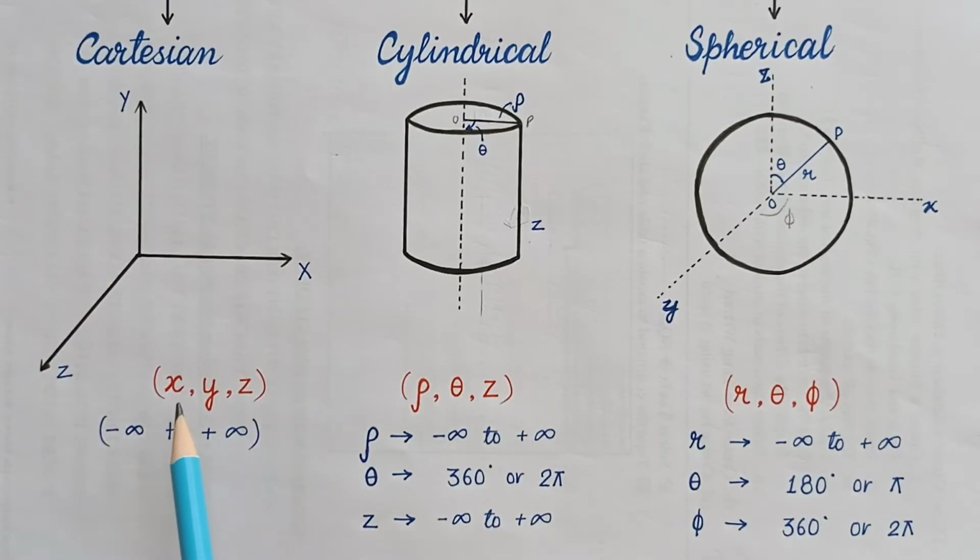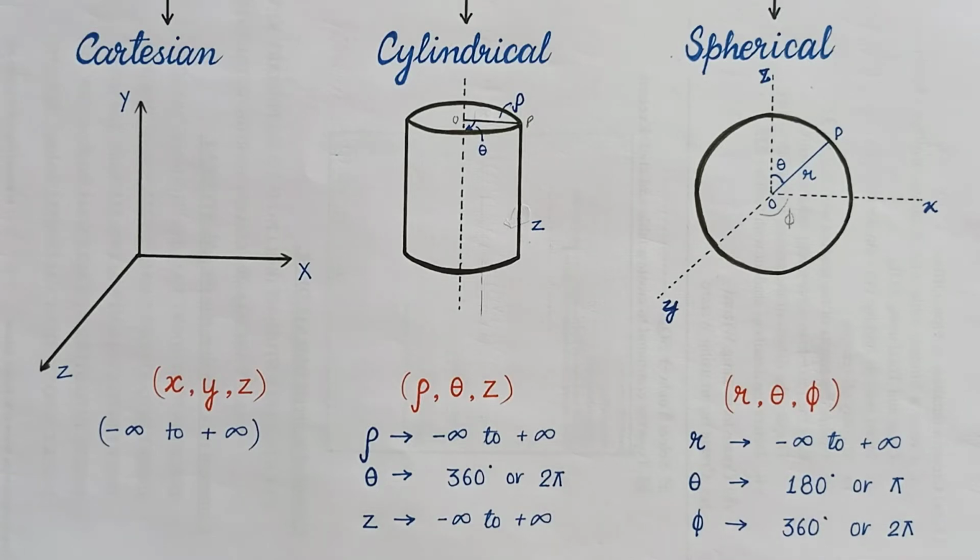Now talking about their range. So under Cartesian coordinates, we have range of the coordinates from minus infinity to plus infinity, and under cylindrical, range of rho is from minus infinity to plus infinity, and the angle theta, it can be till 360 degree, and z can be from minus infinity to plus infinity. And spherical coordinates, we have r from minus infinity to plus infinity, theta till 180 degree, and phi till 360 degree.